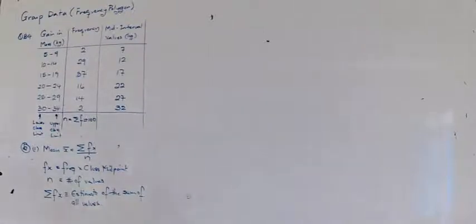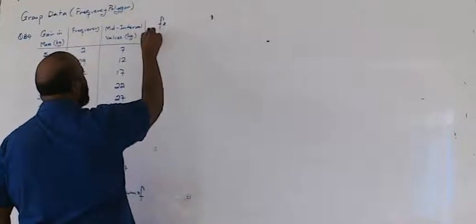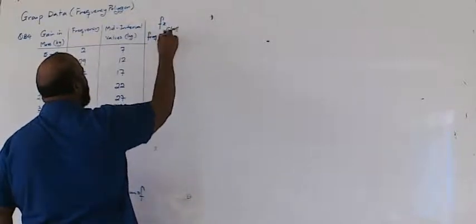Alright, so now the first thing I need to do is put up a column called fx. So this is fx, which is frequency times class midpoint.